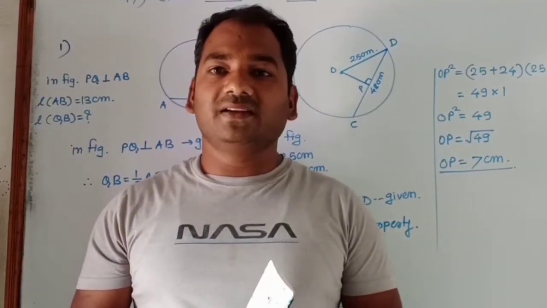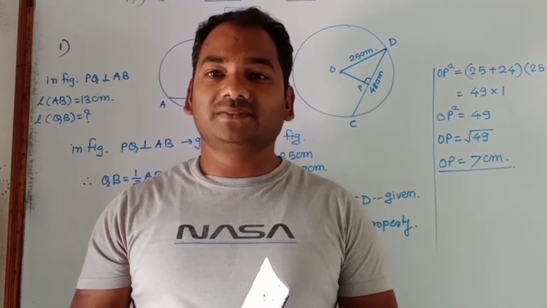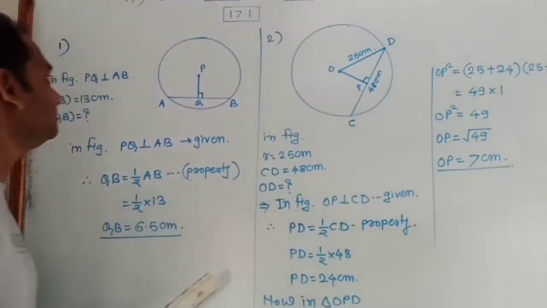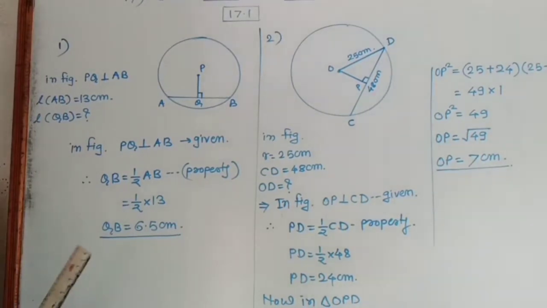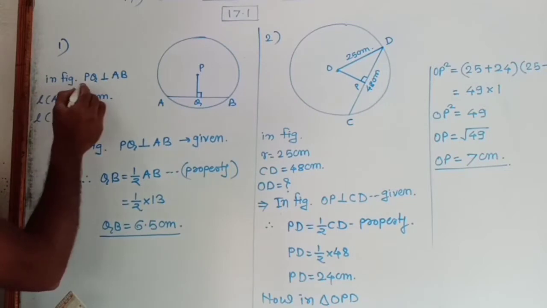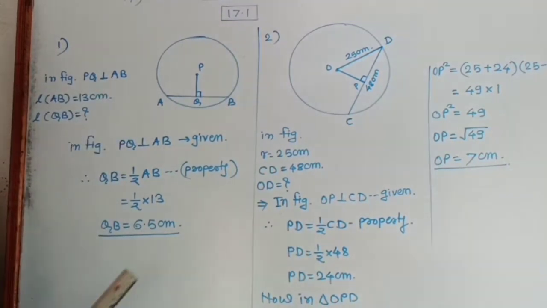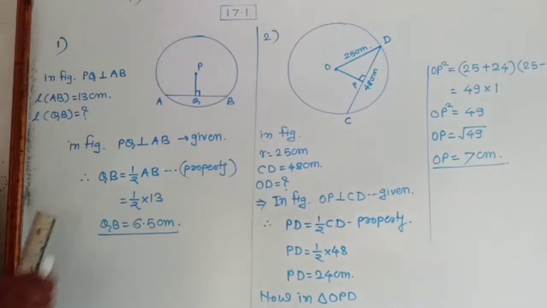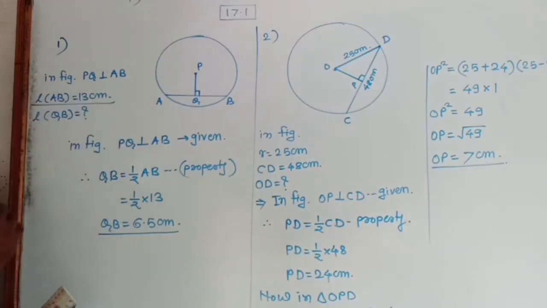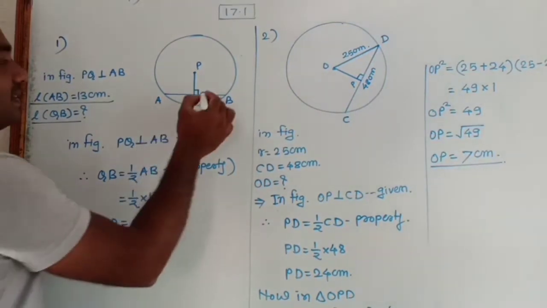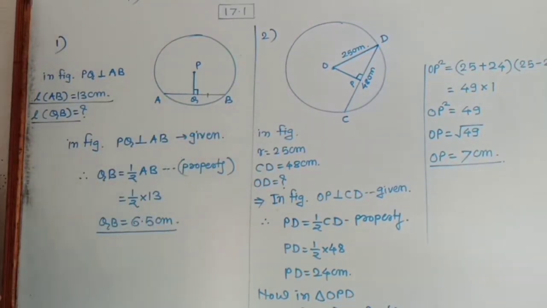Now let's begin with the practice set 17.1. Look at the first question of this practice set. In the question, this figure is given. In the figure, PQ perpendicular AB. This is given to us. Length AB is 13 centimeter, and we have to find the length QB. QB means this much length we have to find.